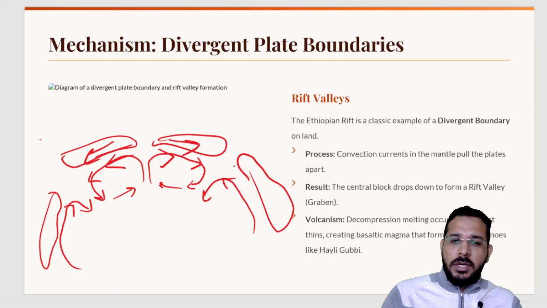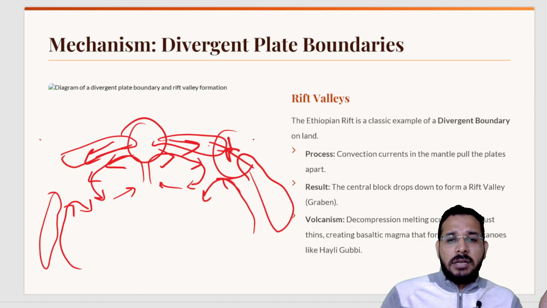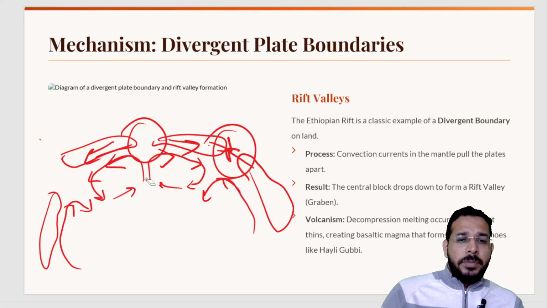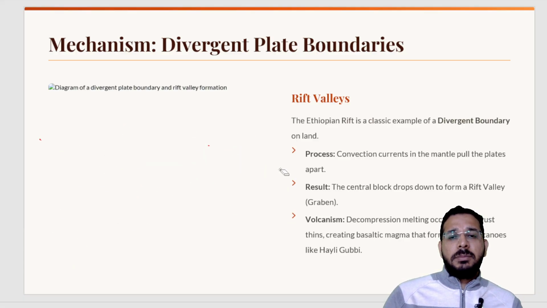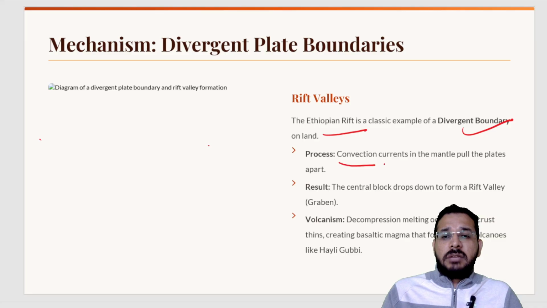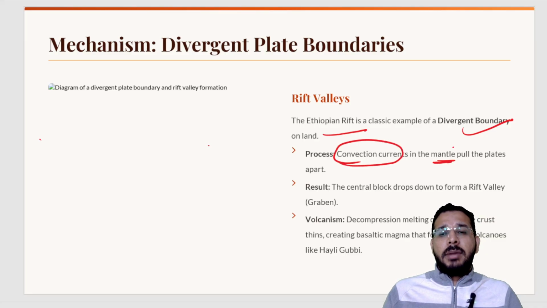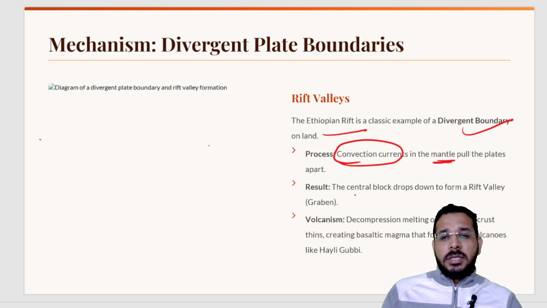Whereas if you look over here, the plates are coming towards each other. The currents are coming towards each other, because of which they are pulling these plates towards each other. Because of which divergent and convergent plate boundaries form. Now this Ethiopian region, the Rift Valley in Africa, is a divergent plate boundary. The Ethiopian rift is a classical example of a divergent plate boundary because of the convectional current which is present in the mantle or the asthenosphere region, because of which the central block drops down from the Rift Valley.